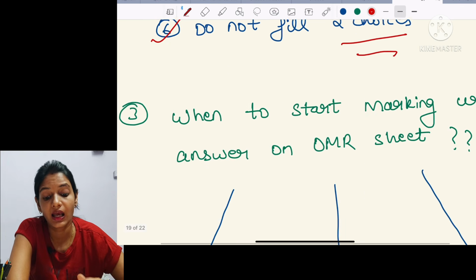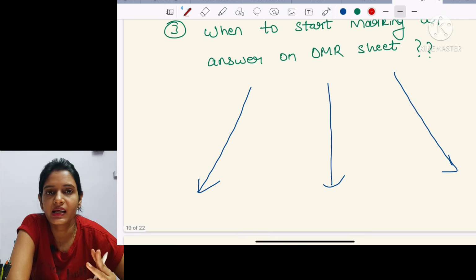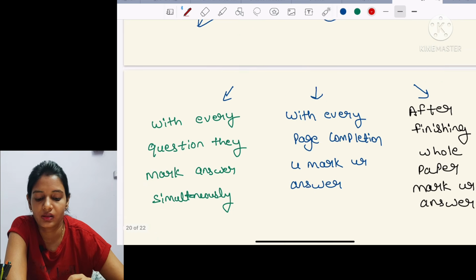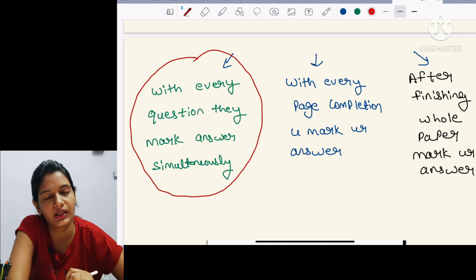Now the next is when to start marking your answers on the OMR sheet. There are three strategies. Number one is what 30% of students do: with every question they mark the answer simultaneously.